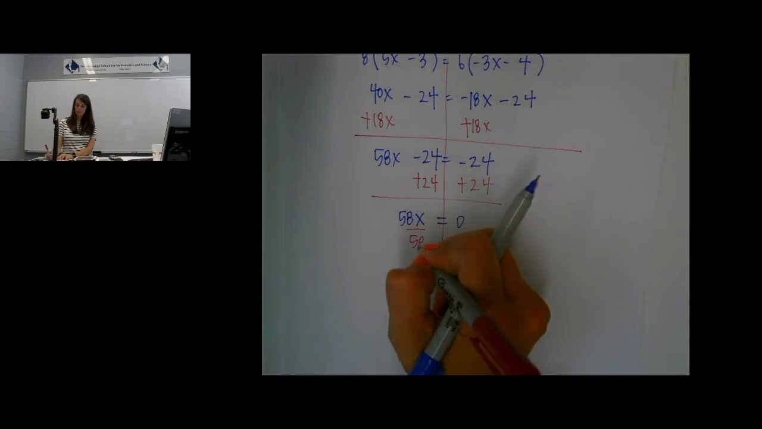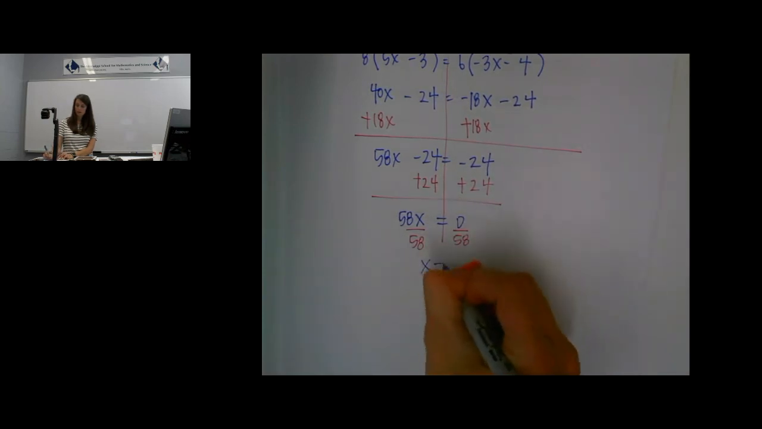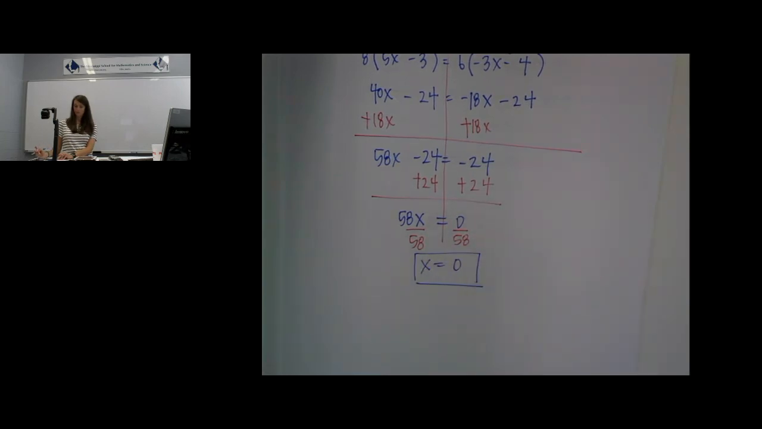Divide both sides by 58. So x here is going to be equal to a 0. Okay, so the variable didn't go away, so you just keep going down and solving that one the best that you can.